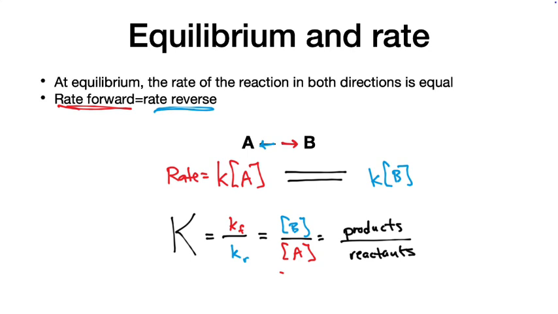Because we pretty much just said KEQ is products over reactants. Why is it products over reactants? Why is that a magic ratio that comes out? That's a magic ratio because of what EQ is. Equilibrium means rate forward equals rate reverse.